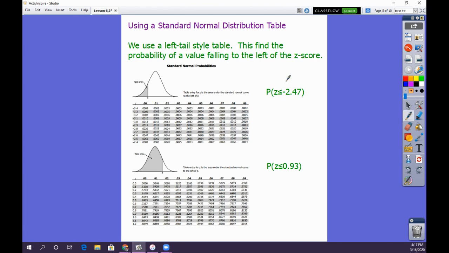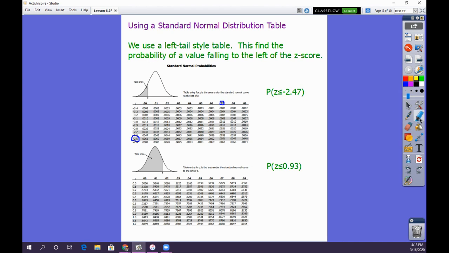So we are going to look at finding the probability of z being less than negative 2.47. If we notice across the left side here, we have our z's. There's one page that has negatives and one page that has positives. And the probabilities and areas are always left. So for negative 2.57, I would look for the negative 2.5 here. But to get the 7, I go across the top to find the 7.